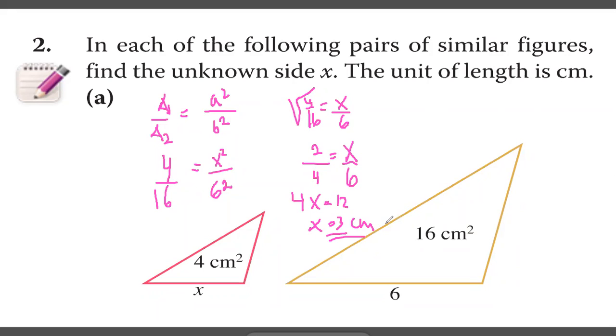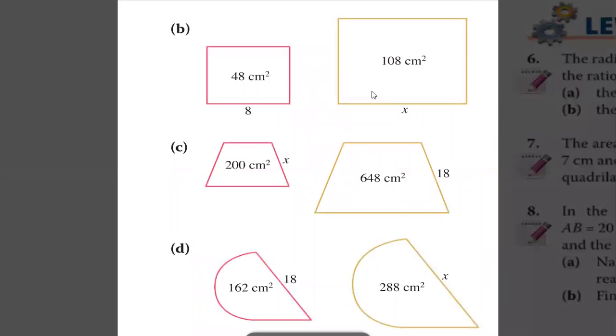Okay, copy first. We'll go to B, C, and D. Finish copy. Let's continue, okay? Okay, please go with this. B, C, and D.